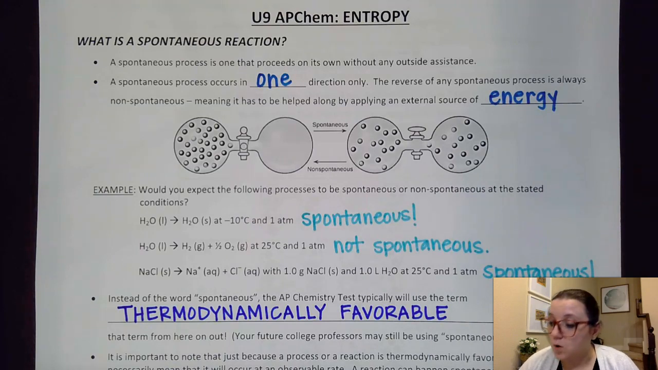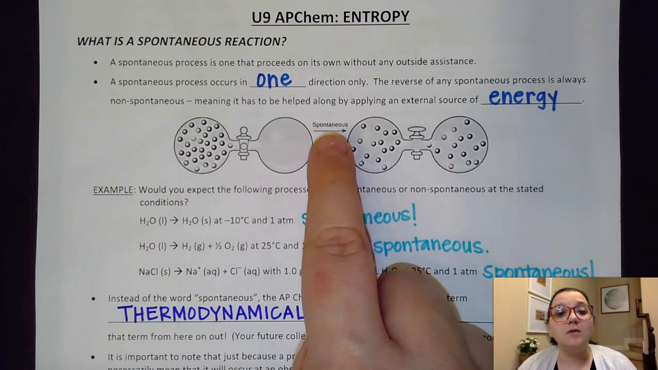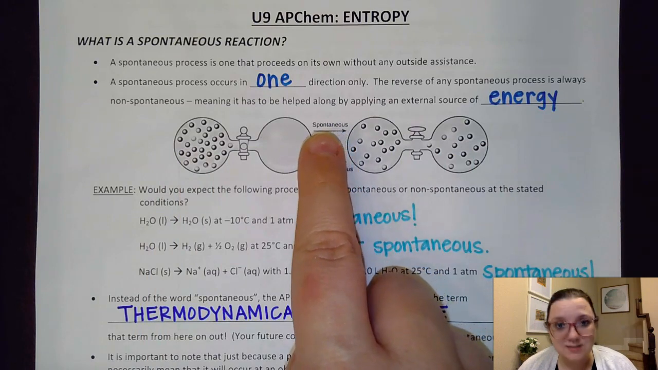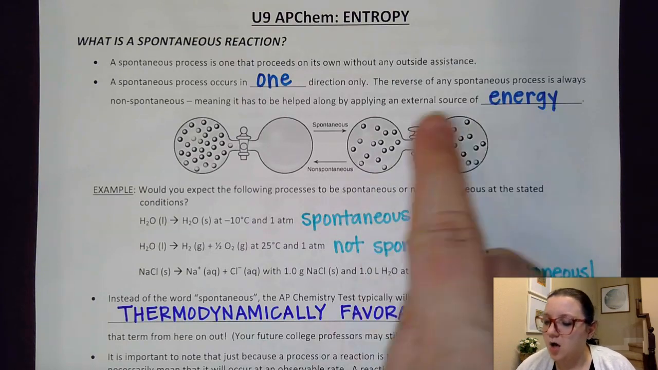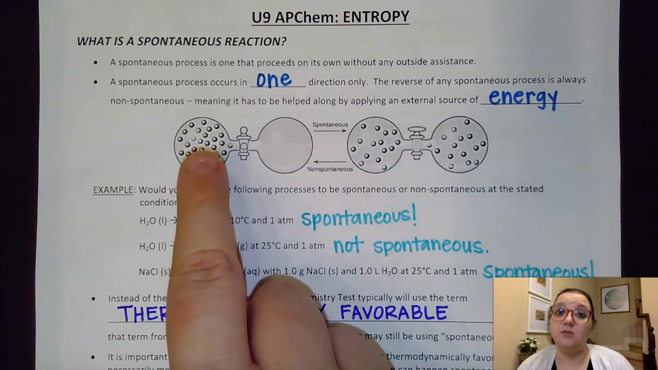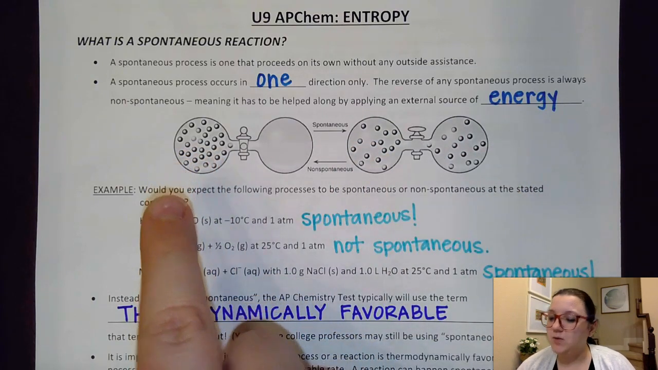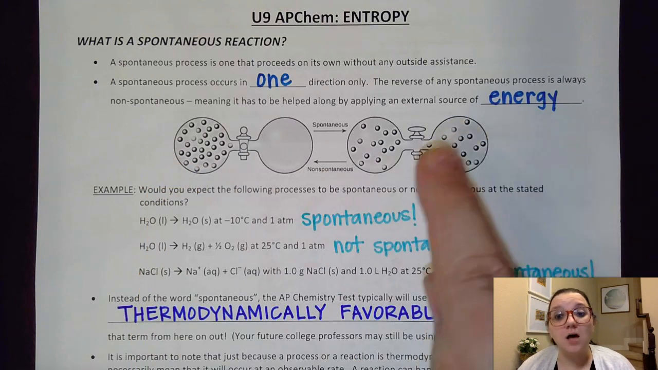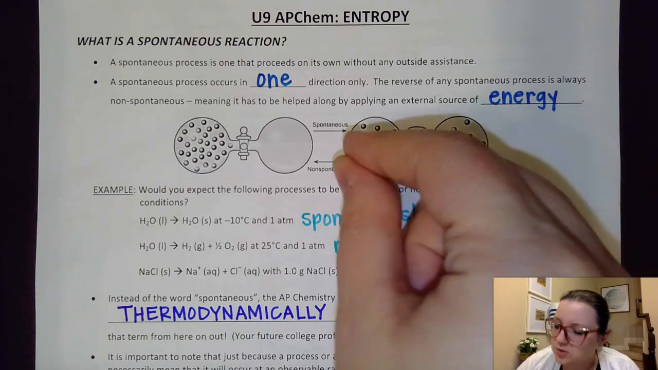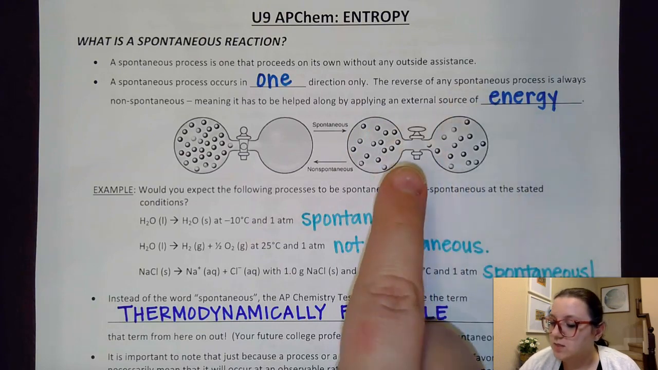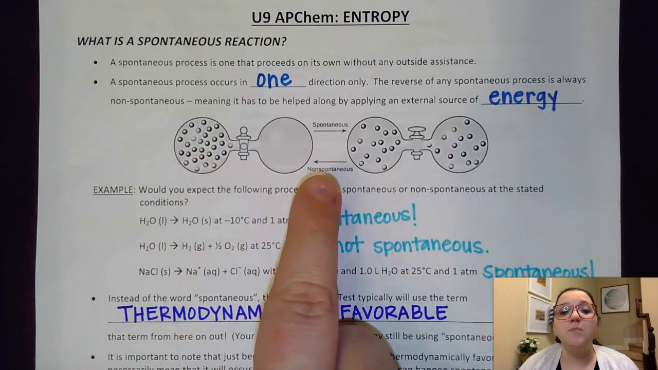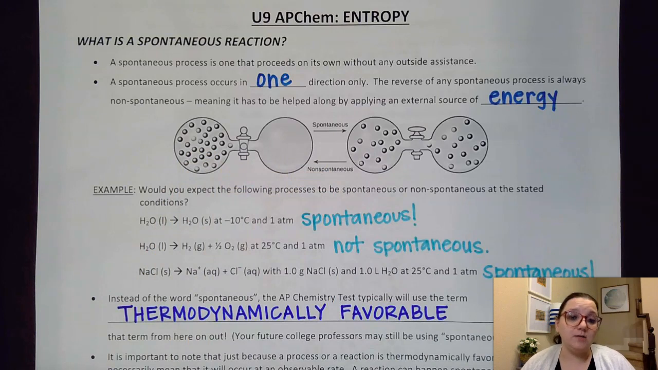So in this forward direction, our process was spontaneous. It naturally occurred all on its own. However, if I wanted to force this in the opposite direction, if I wanted to get all of these gas molecules back onto a singular side, I would need to apply a lot of work, a lot of energy to these molecules to force them all to go back to that one side. And so in this reverse direction, my process is non-spontaneous.